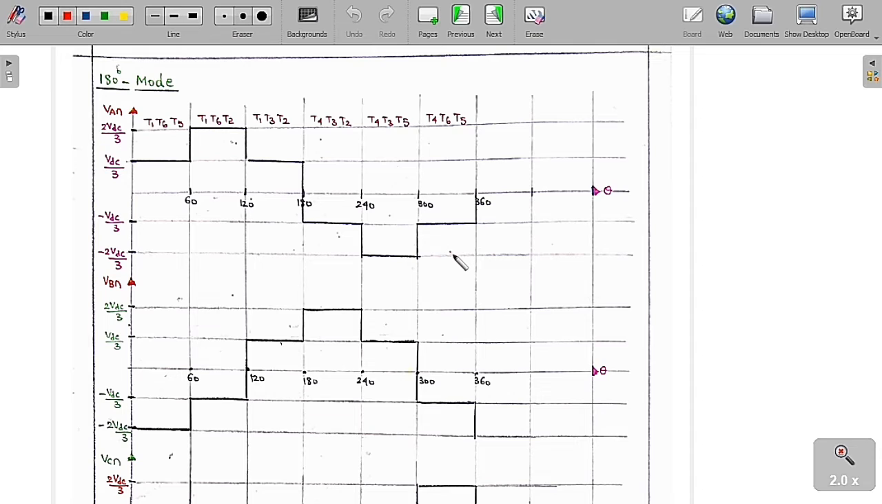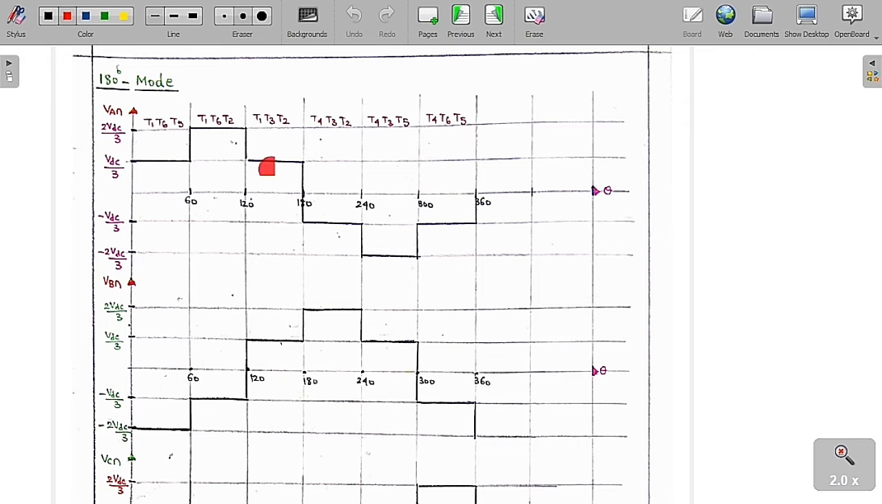So you can see clearly, finally we are going to draw the graph. These are the graphs that you are going to get. An easy way to remember is, if you shift VAN by 120 degrees, you are going to get VBN.